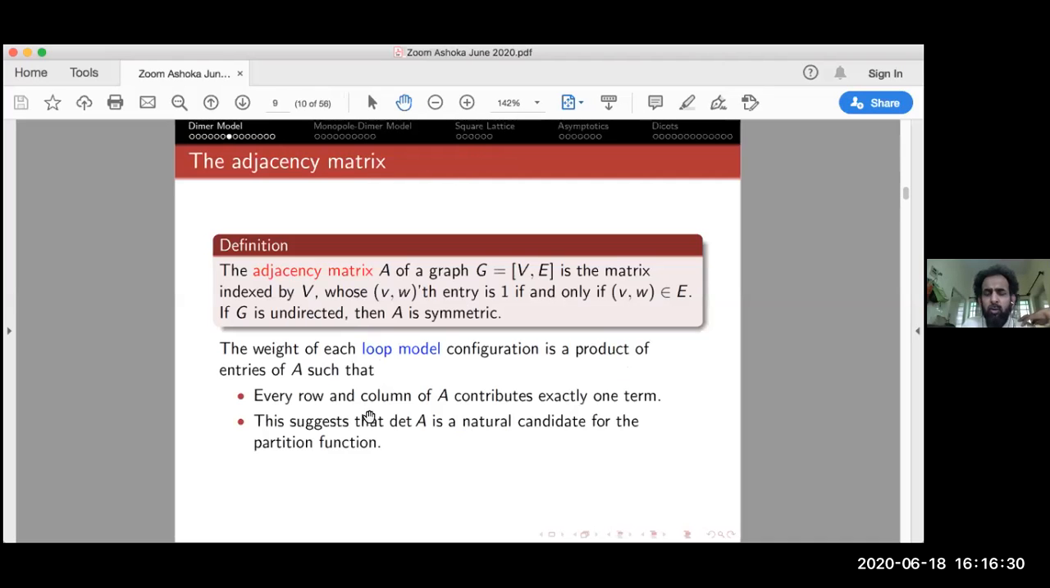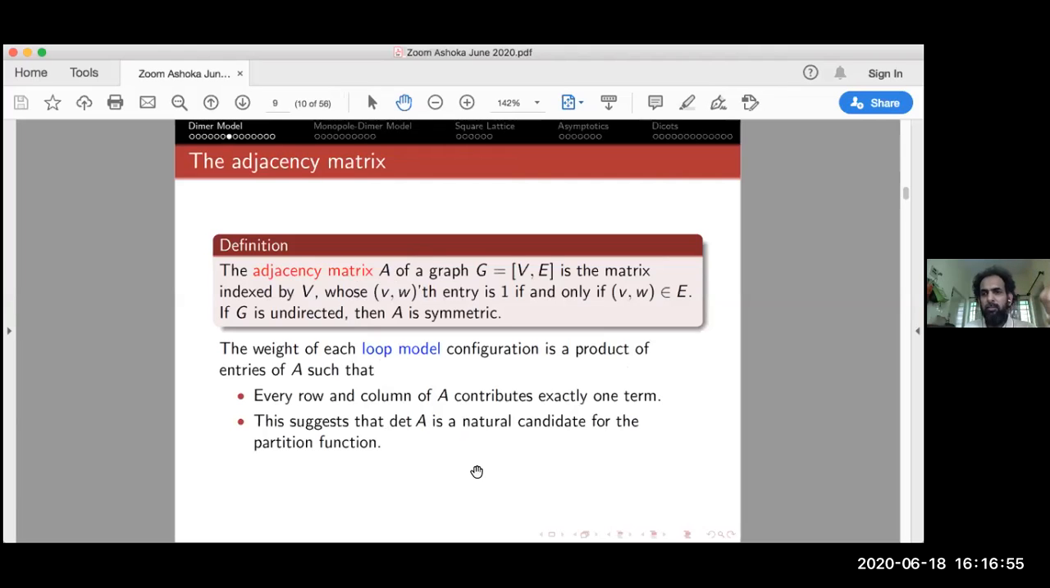So what this suggests is that the determinant of the adjacency is a natural candidate for the product function. For each cycle, you will get a product of the edge weights, and you multiply them out.